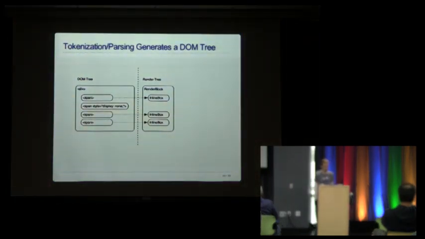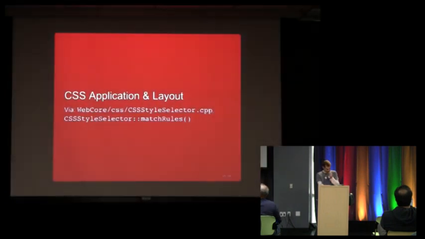Tokenization and parsing generate a DOM tree, right? That same DOM tree that you come through with JavaScript later with jQuery or Sencha or SproutCore to build beautiful things out of is the exact same thing that we build out of the HTML deserialization process. All right, so that DOM tree is what we then use to do layout.